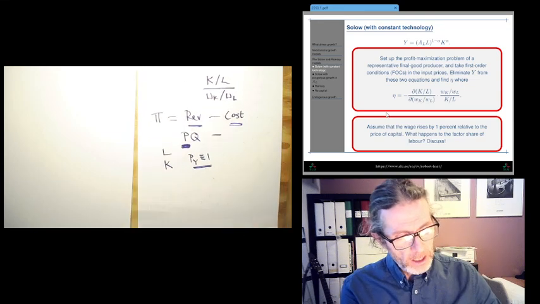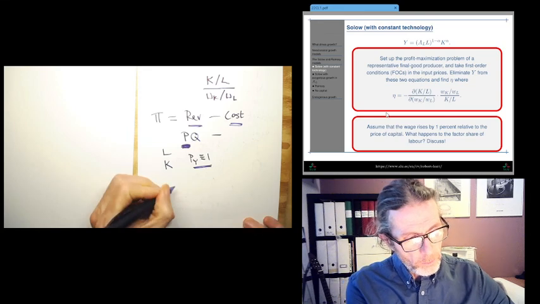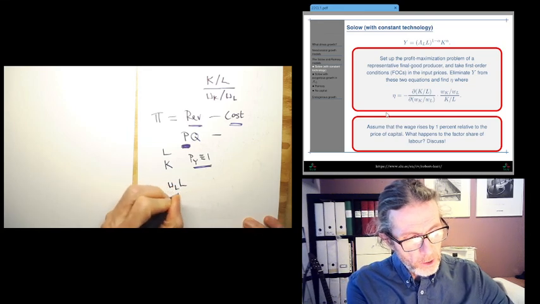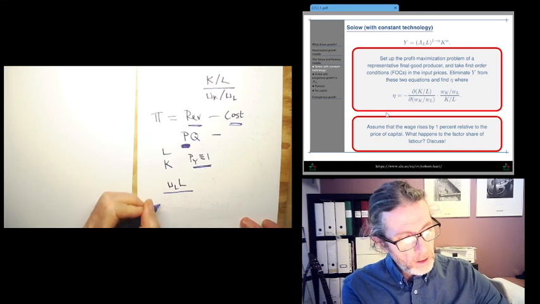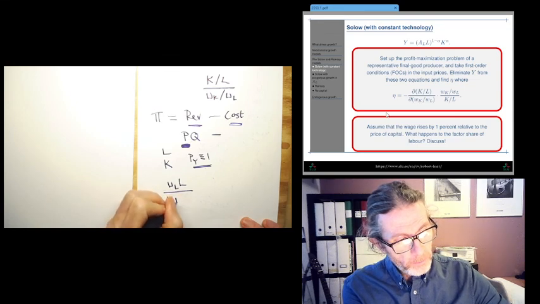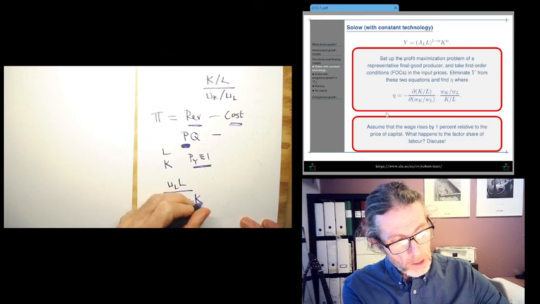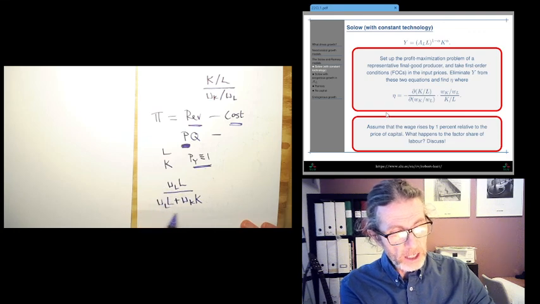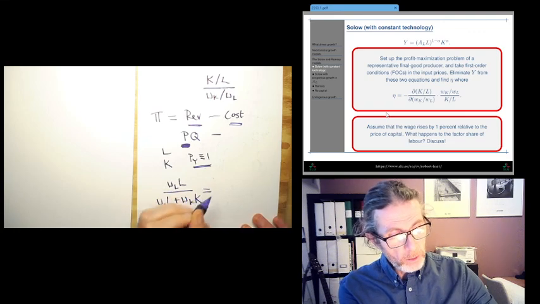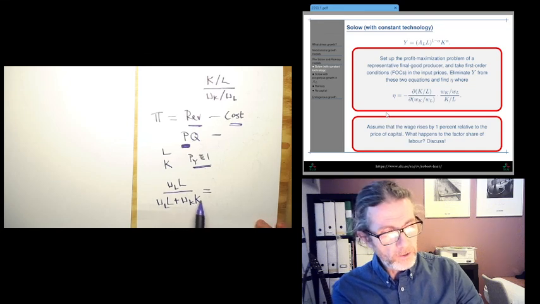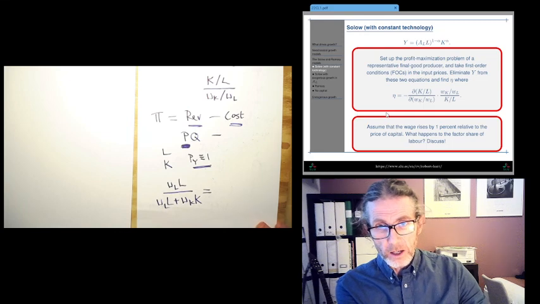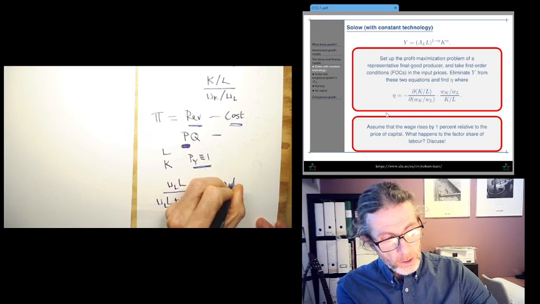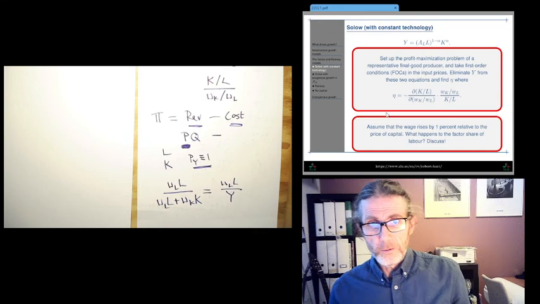The factor share of labor is what firms spend on hiring labor as a fraction of what they spend altogether. That's the factor share of labor. And it turns out, because the firms are making zero profits, what they spend on all their inputs is the same as what they earn from selling their final good. So another expression for the factor share of labor is just W_L L over Y.